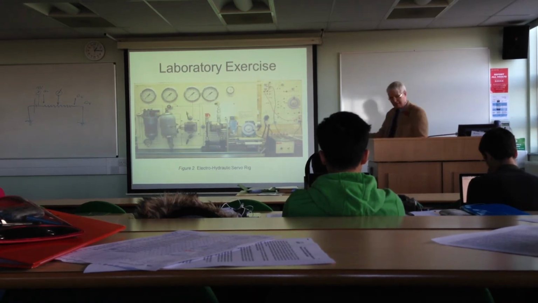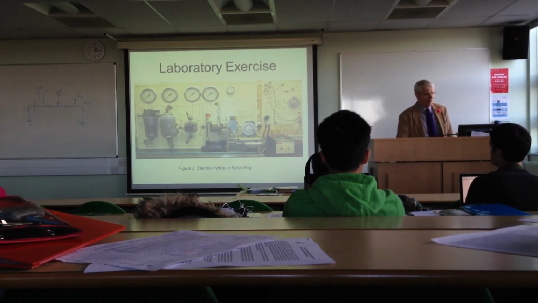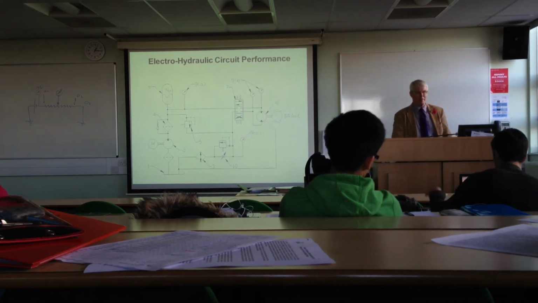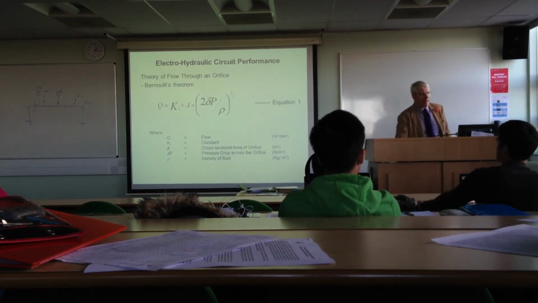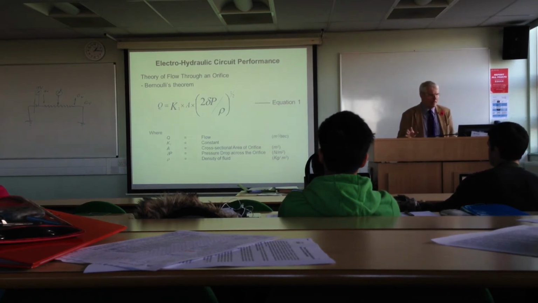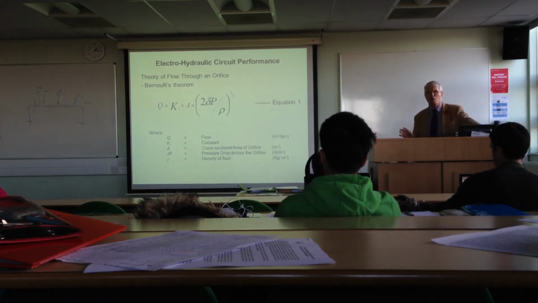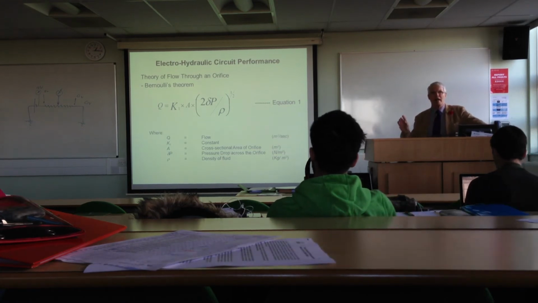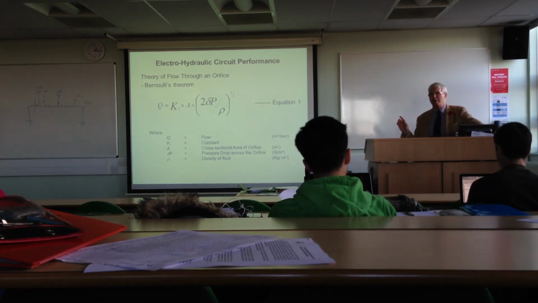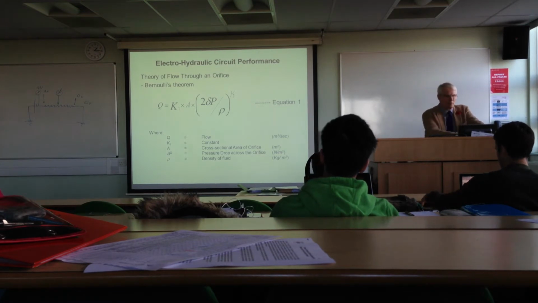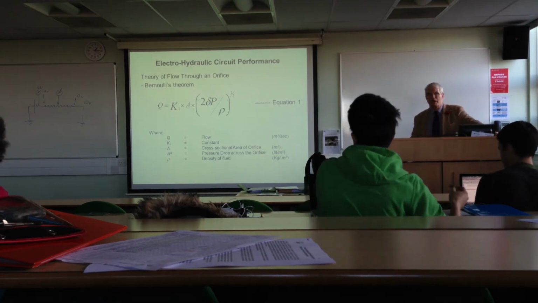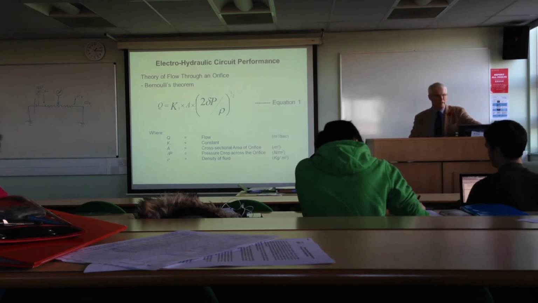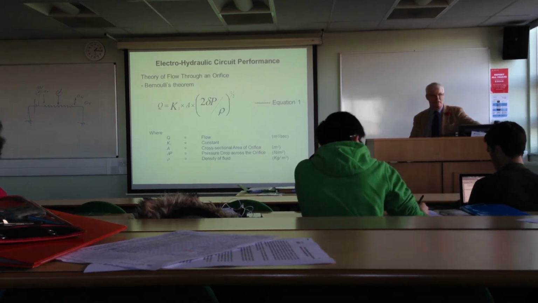Right. That's basically what we're doing. Hopefully you all identify the bits and pieces. I've asked you to identify the bits on the circuit. The notes give you the basic equation that Q, the flow rate, is some constant times the area of the hole through which the oil is passing, times the pressure drop, delta P, times 2, divided by the density of the fluid, all to the square root.